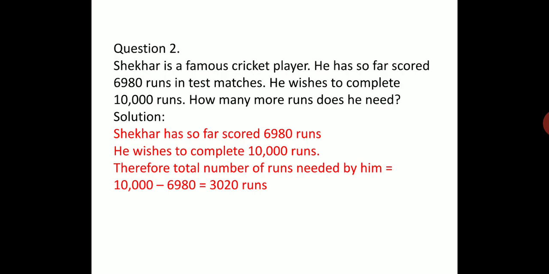So now suppose a student has scored 8 runs and he wants to complete 10. So what is the run remaining? You can say easily 2. So how do we get the answer? 10 minus 8 equal to 2. Same calculation we'll do here. So Shekhar has so far scored how many runs? 6980 runs. First statement, he wishes to complete how many runs? That is 10,000 runs. Therefore total runs needed by him equal to 10,000 minus 6980 equal to 3020 runs.